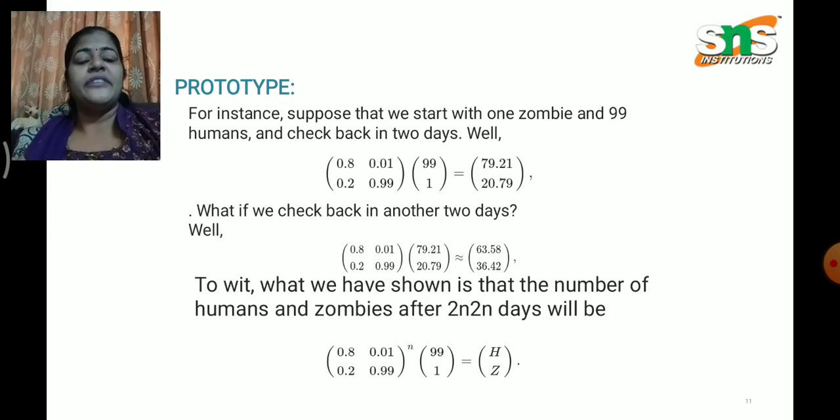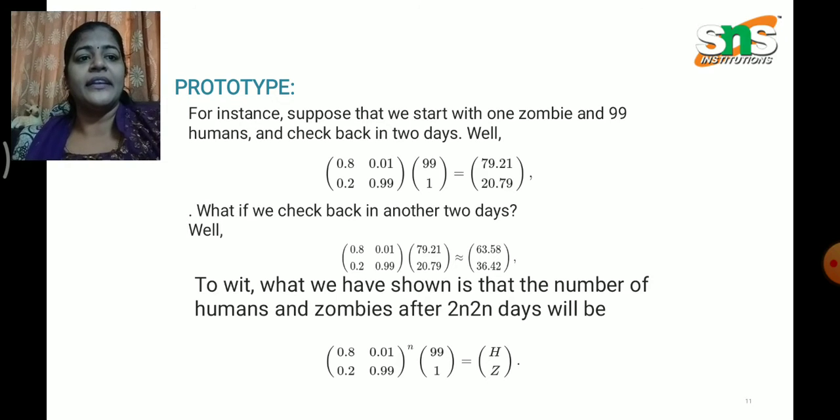Well, now we define the matrix. I've taken the above matrix which we have defined already, and we have one more column matrix, 99 and 1, column wise. In terms of multiplication we get an array 79.21 and 20.79, column wise.